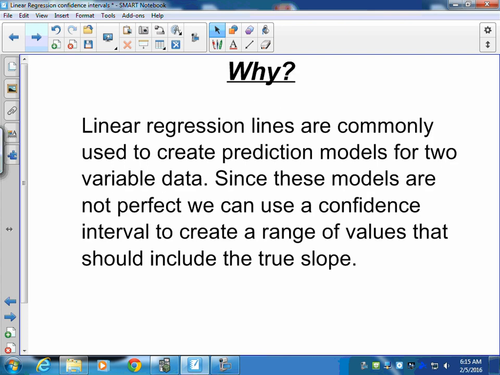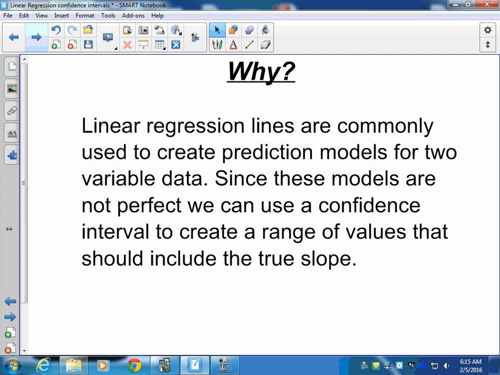Okay, question of why, first thing we always want to ask. Linear regression lines are commonly used to create prediction models for two variable data. Since these models are not perfect, we know this is one sample, one situation, it's not a perfect line for prediction. We can use a confidence interval to create a range of values that should include the true slope.